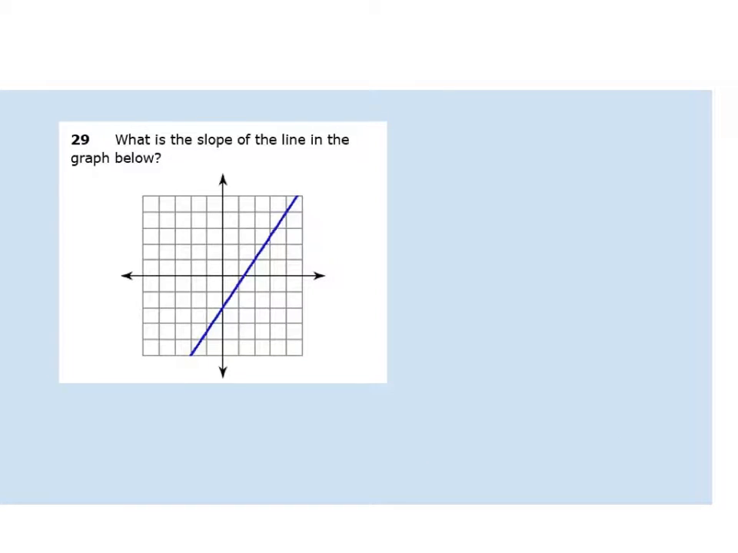Question 29 is asking us to define the slope of this graph. When you're looking at a graph, slope can be found by rise over run. Rise is the change in the y values. Run is the change in the x values. So we're going to find a point. We can use the y-intercept here because that line goes through right in the corner of the squares. So we're going to use that point.